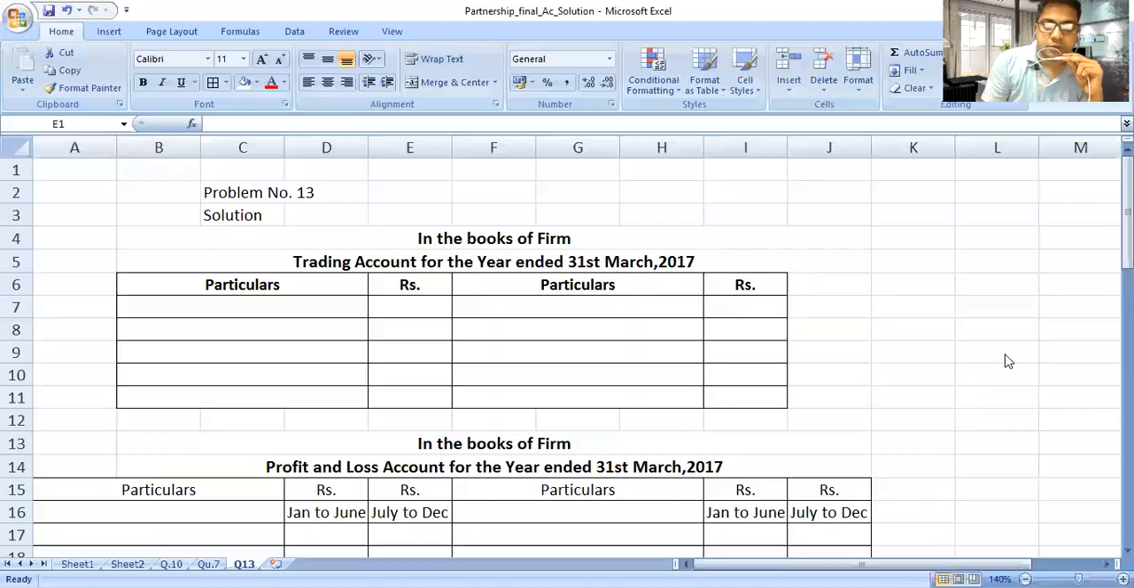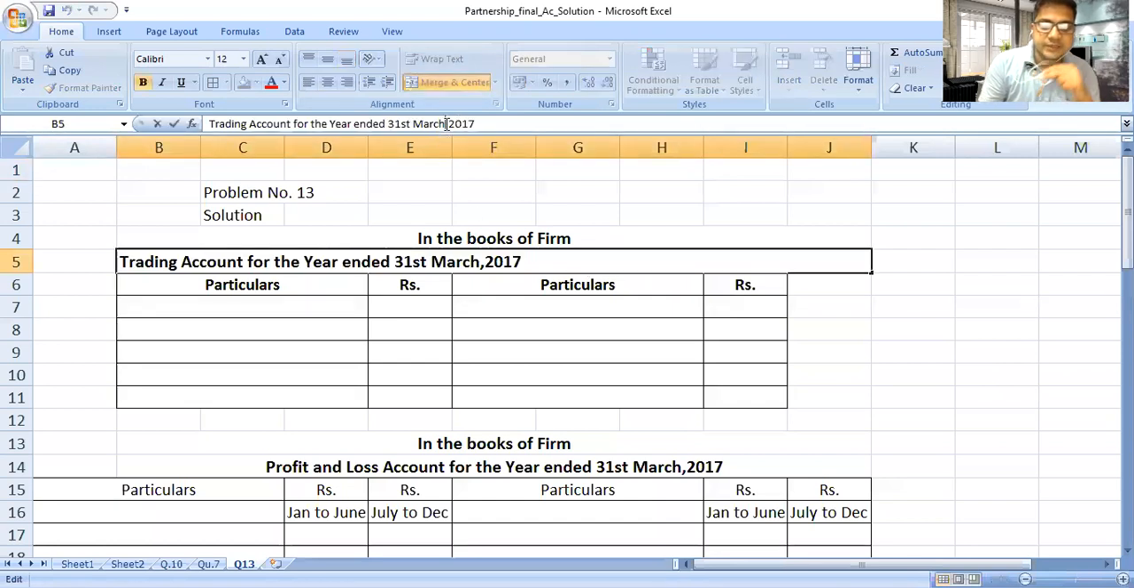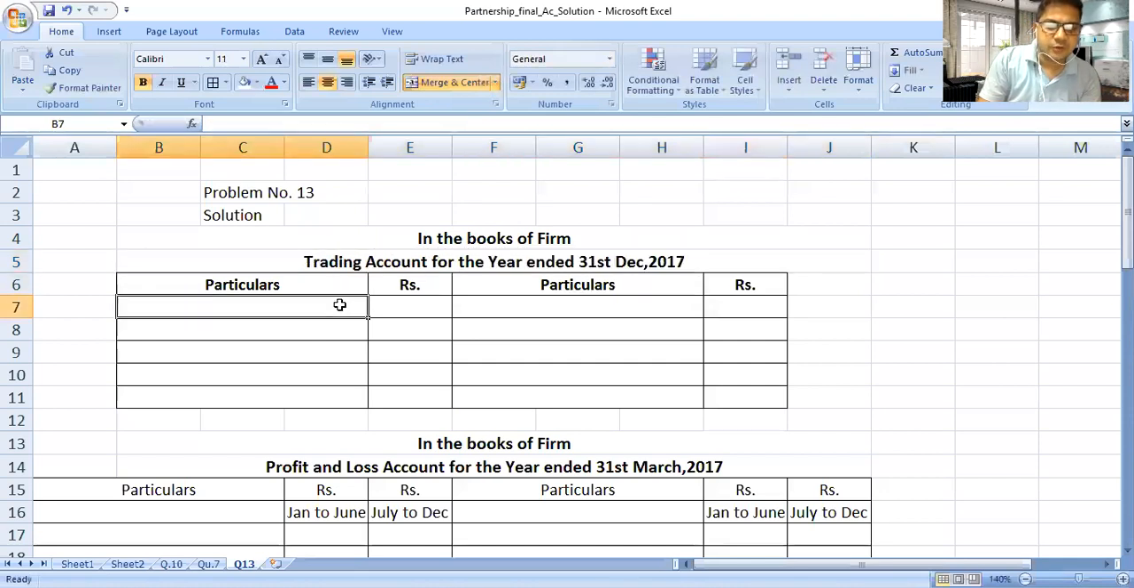Now, how we will prepare our partnership final accounts, that we are going to learn. See what kinds of accounts we have to prepare. This is the problem number 13 solution. In the books of the firm, we will prepare the trading account for 31st December. It is December, not March end. And we require around 5 lines. Then the profit and loss account we will prepare.